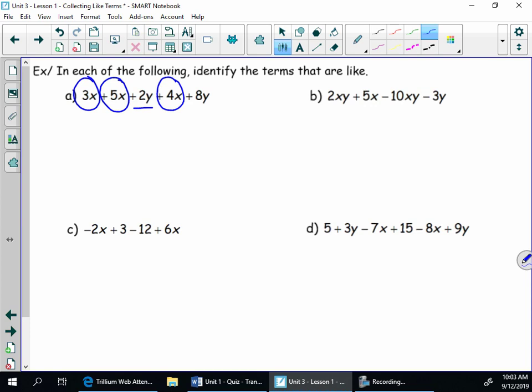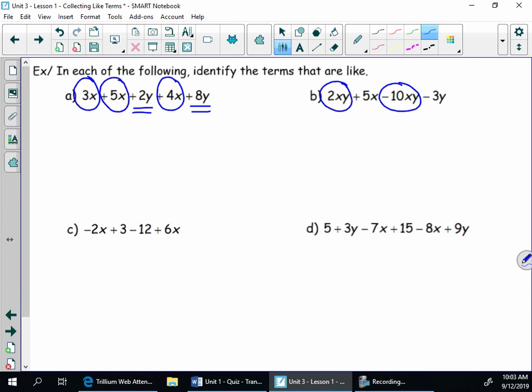2y, I'm going to put an underline underneath it, is the same as 8y. They both have the letter y in them. Y is different than x. I can tell them apart. That's it. That's all I want to do. Let's take a look at b. 2xy. So I need things that have x's and y's stuck together. There's something that can go together right here. Negative 10xy. It has the same letters.